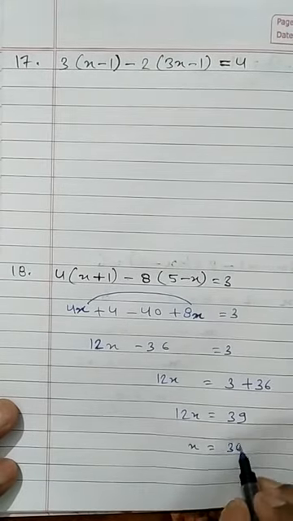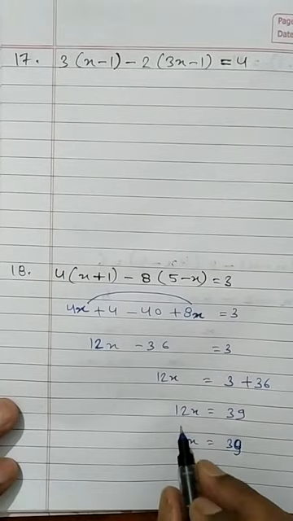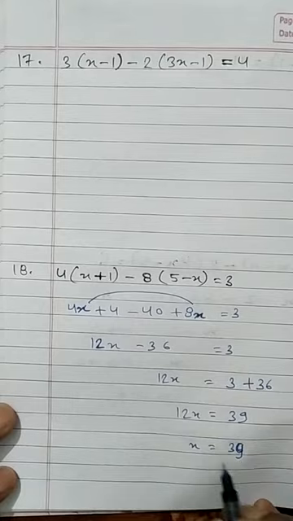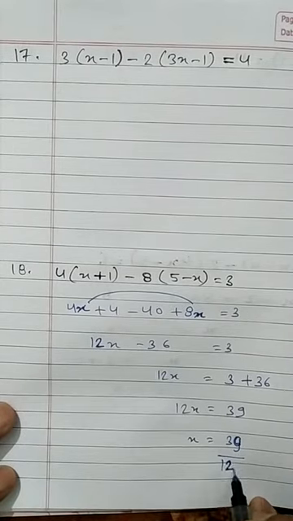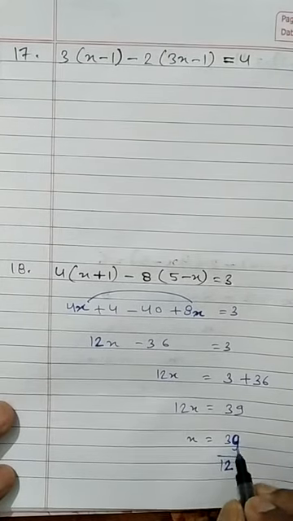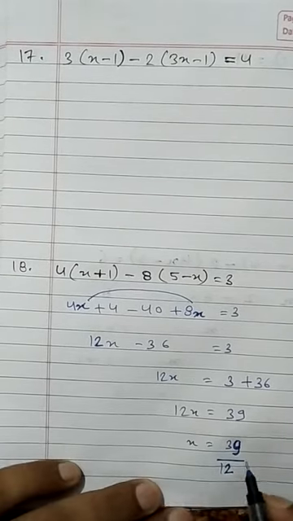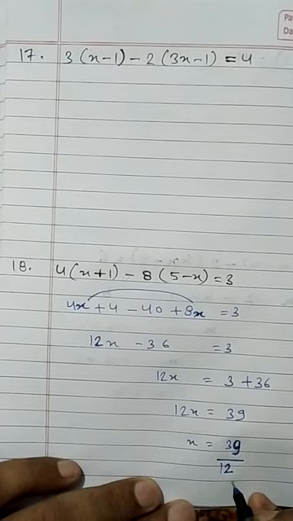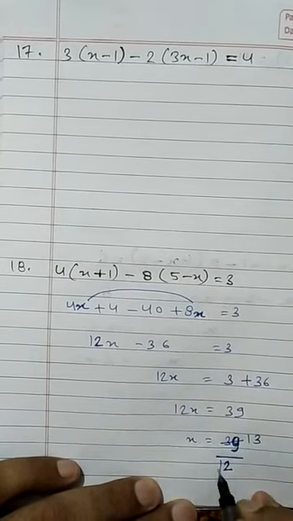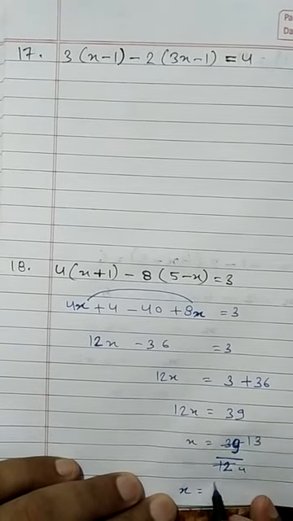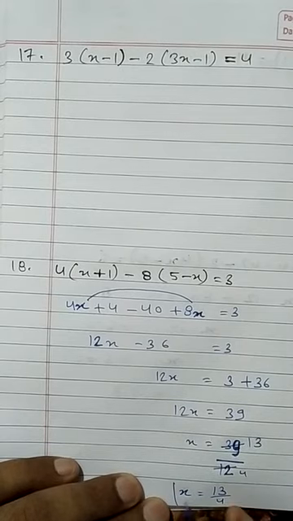Now the inverse of 12x will be written like this: 39 upon 12. The inverse of multiplication is division. So 39 and 12 can be divided by 3. 3 ones are 3, 3 threes are 9, 3 fours are 12. So the value of x is 13 upon 4.